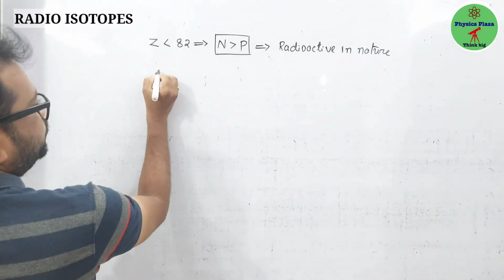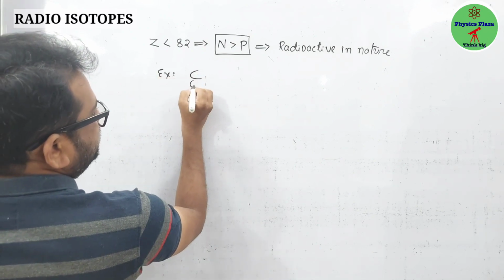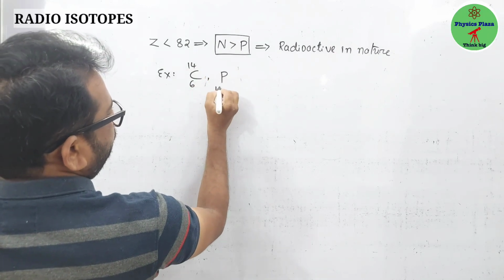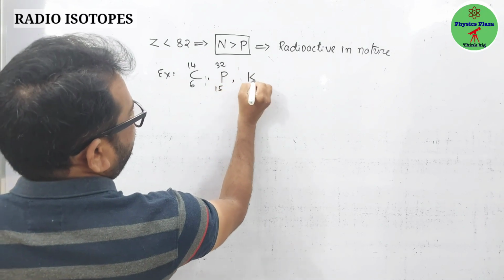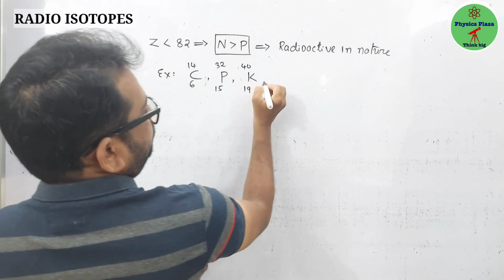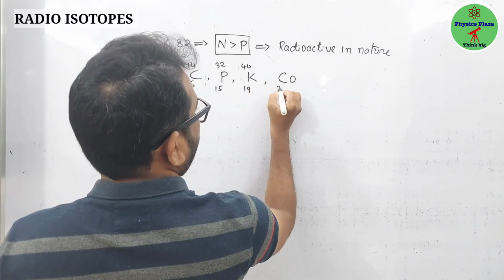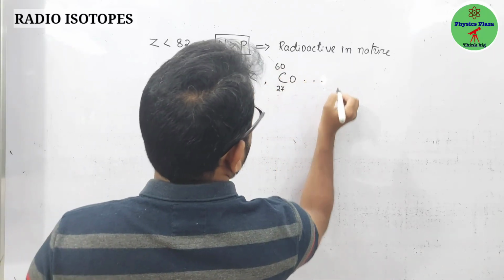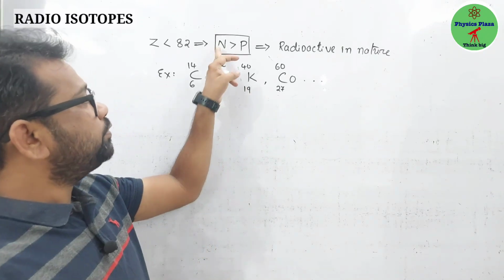Let us see examples of radioactive isotopes: carbon-14 with atomic number 6, phosphorus-32 with atomic number 15, potassium-40 with atomic number 19, and cobalt-60 with atomic number 27, very important to us. If you look at each of these atoms, the number of neutrons is greater.